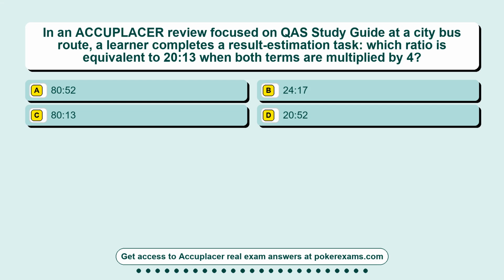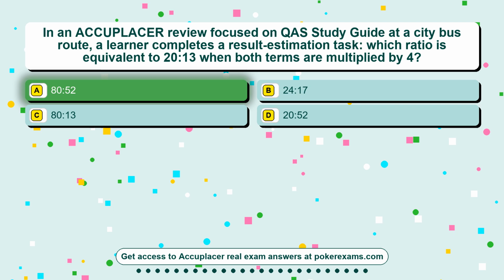Question 19. In an ACCUPLACER review focused on QAS study guide at a city bus route, a learner completes a result-estimation task. Which ratio is equivalent to 20:13 when both terms are multiplied by 4? Option A, 80:52. Option B, 24:17. Option C, 80:13. Option D, 20:52. The correct answer is option A, 80:52.